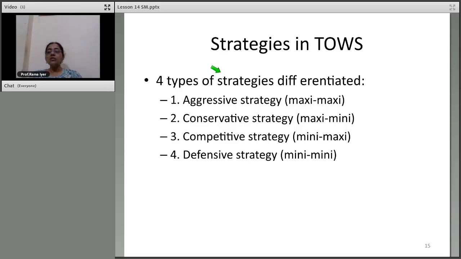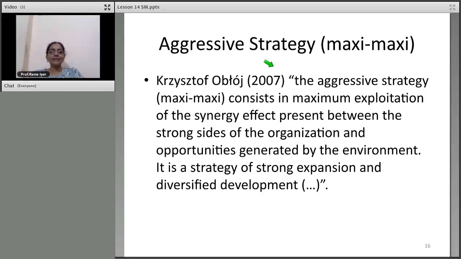So what are your strategies and tools? If you see your book, they've given a nice chart there. You have your book in front of you. Aggressive strategy, maxi-maxi. See what is written in that? Same thing. SO, which is your strengths to maximize opportunities. Maxi-mini strategies that use strengths to minimize the threats, and so on and so on. Are you clear? So each of this is called by a different name: aggressive, conservative, competitive, and defensive.